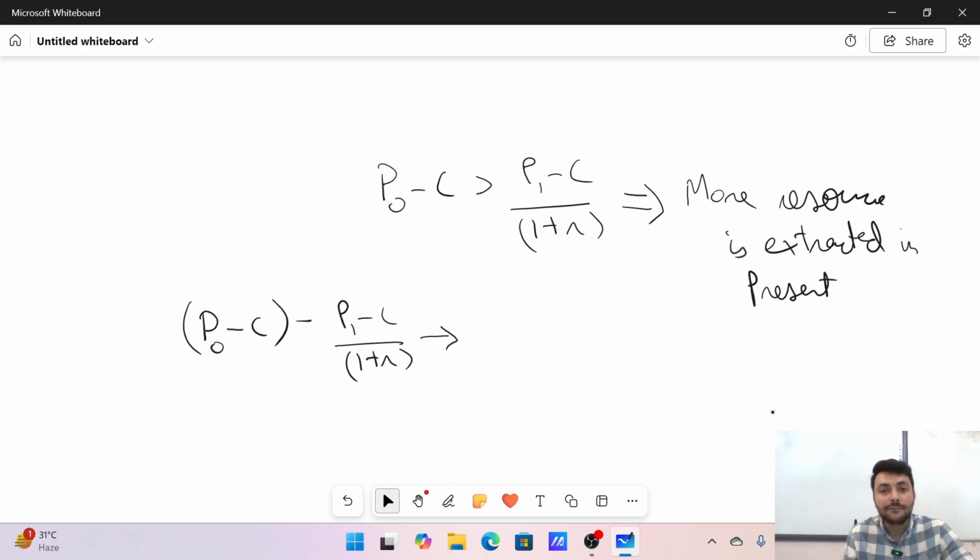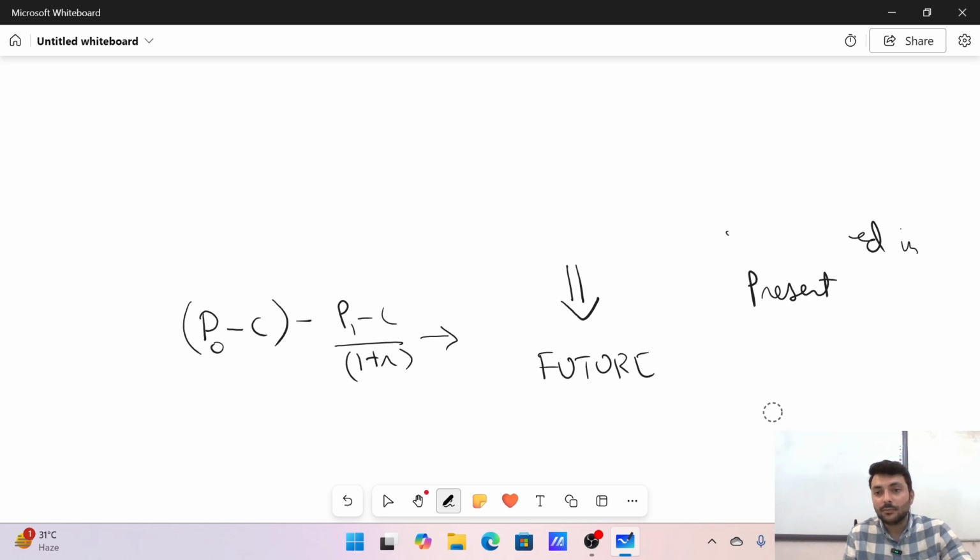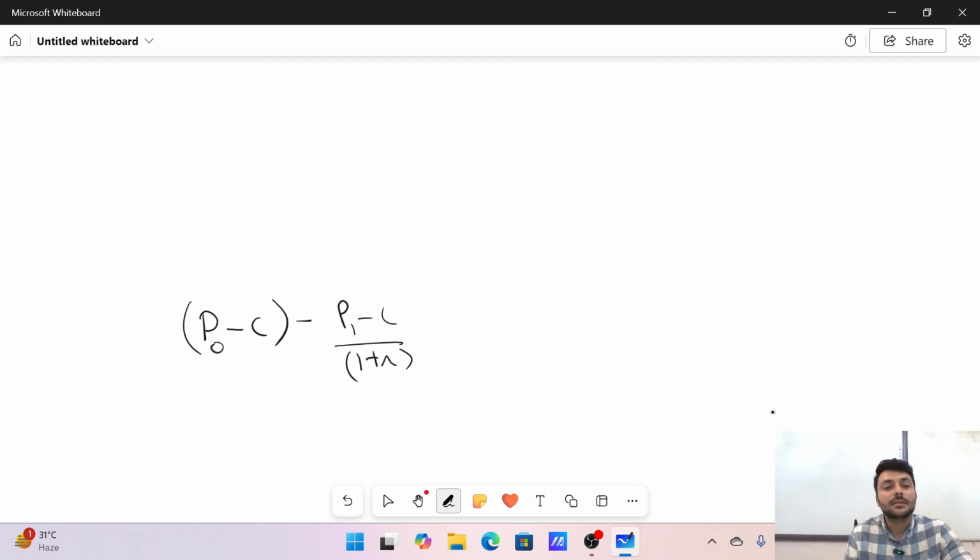If instead P0 minus C is less than P1 minus C divided by 1 plus R, then he would extract more resource in the future. And why is it so? Because what he would earn in the future, that is P1 minus C divided by 1 plus R, would be more than what he will earn in the present time period. I hope this is clear to you all. Now let's move further, and we have to make certain adjustments to this equation.